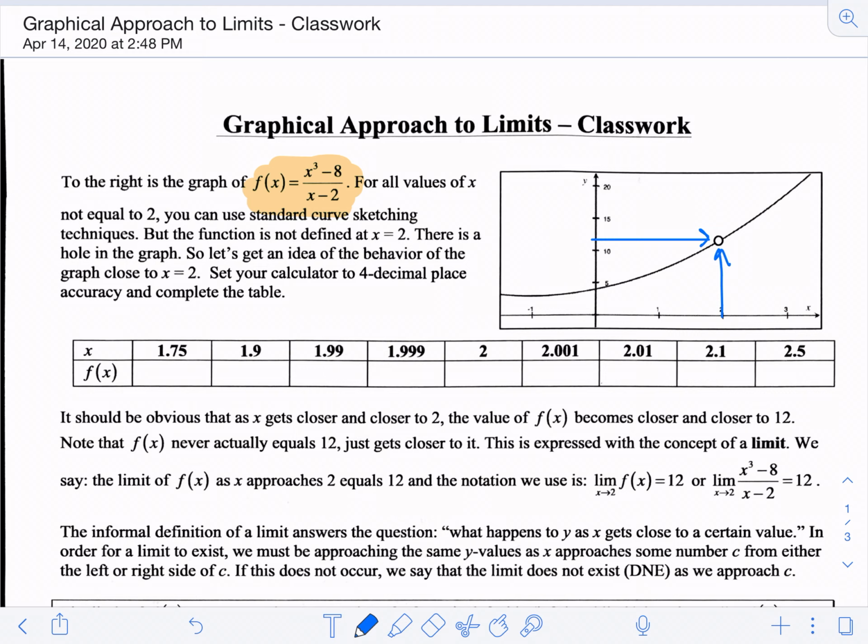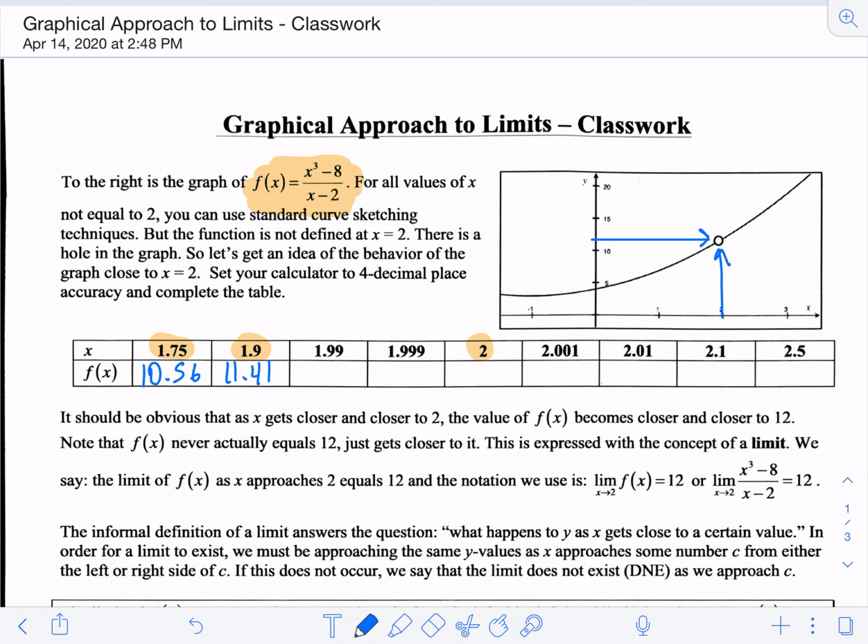So I've got this chart here, and I'm going to plug in some values for x, whether it's 1.75 or 1.9. I'm going to get closer and closer to 2, but I can't plug in 2. And let's see if we can look at the graph and the values and see if that gives us an indication. I've already worked them out in my calculator, but you can plug them in yourself. If I plug in 1.75 for x into the function, I get that f of x equals 10.56.